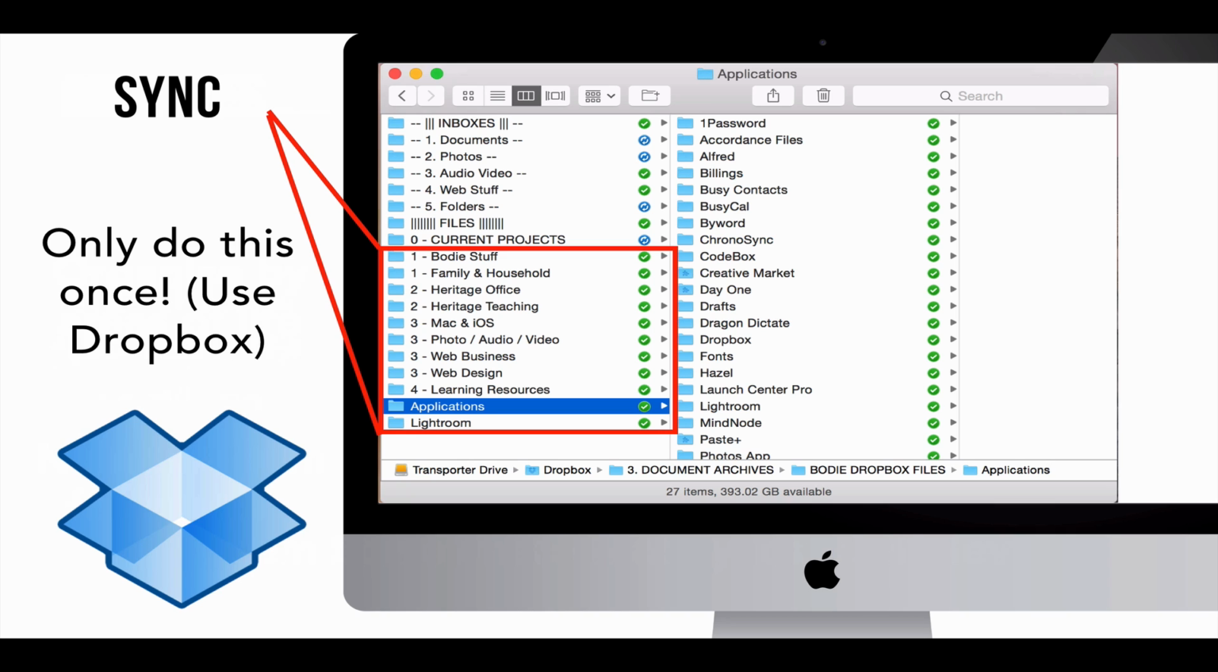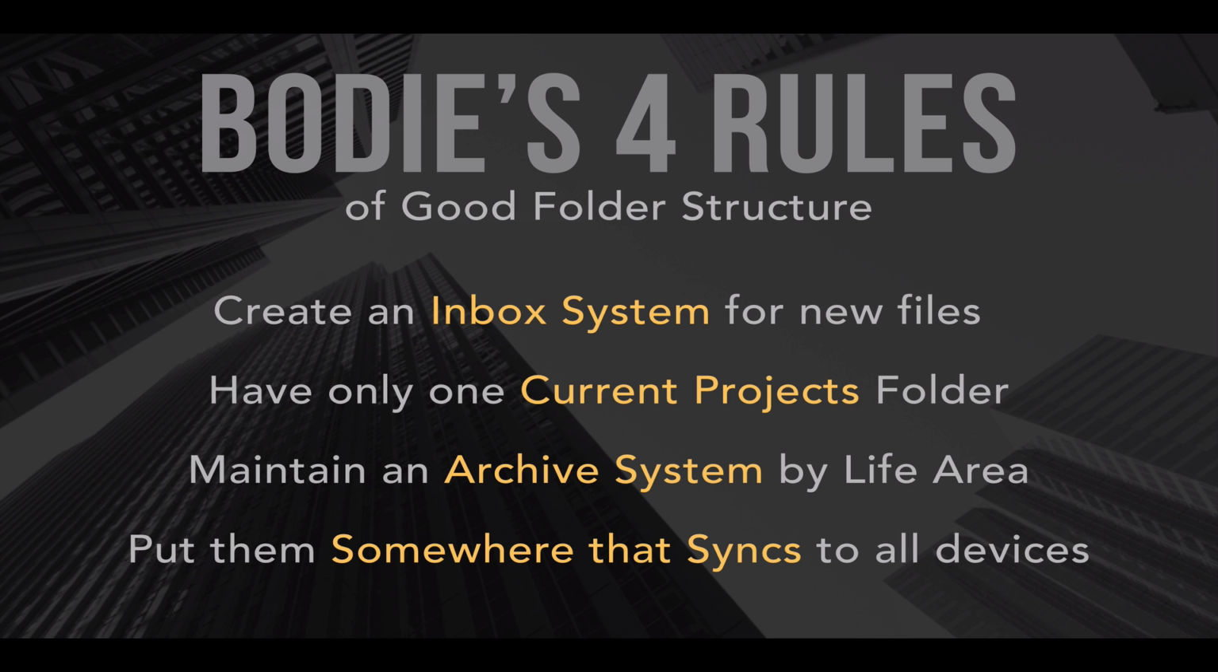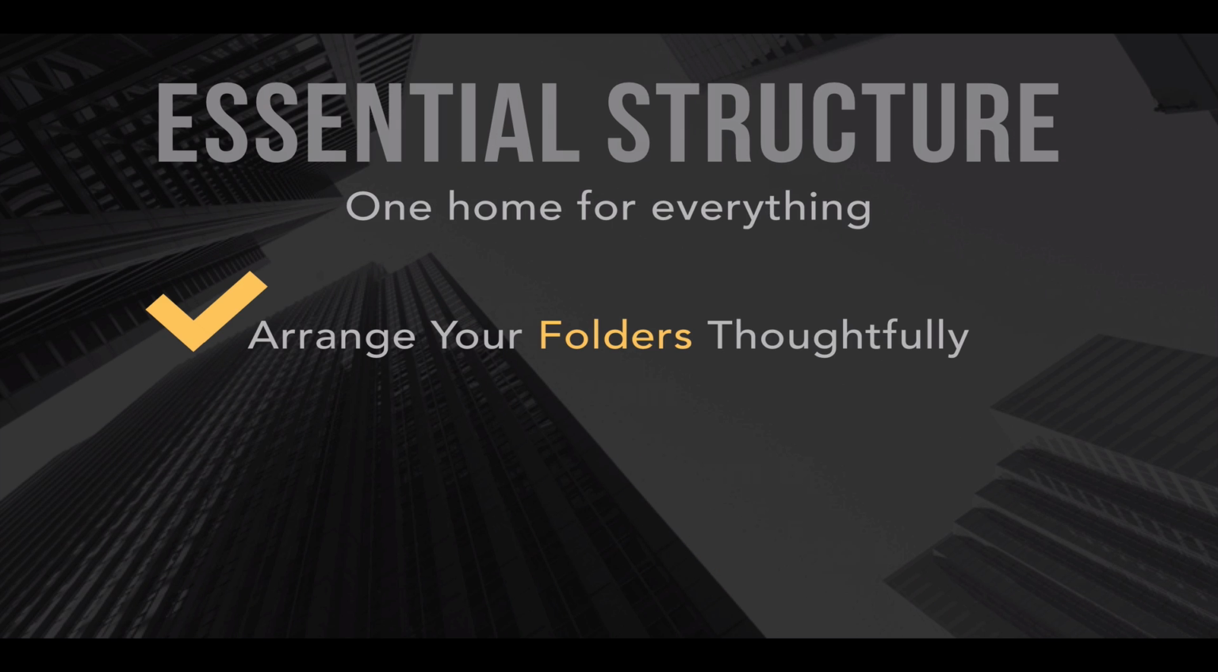This is not news. Everybody knows about Dropbox, but what's so great is that Dropbox is so good at syncing messes when we create messes, but it's also so good at syncing order when we think and we set up ahead of time. So those are my rules. Have an inbox system, create only one current projects folder, maintain an archive system by life area, and sync them. That's pretty simple stuff, right? Stuff you probably already know, but are you doing it? Do you have your own system set up? That's a suggestion there. So that's what I mean by arrange your folders thoughtfully.